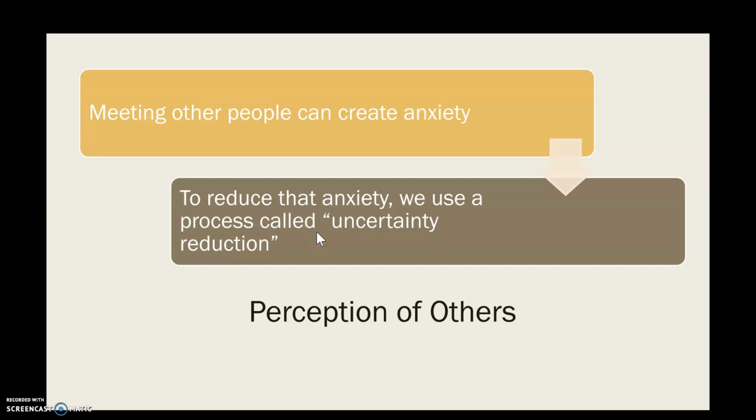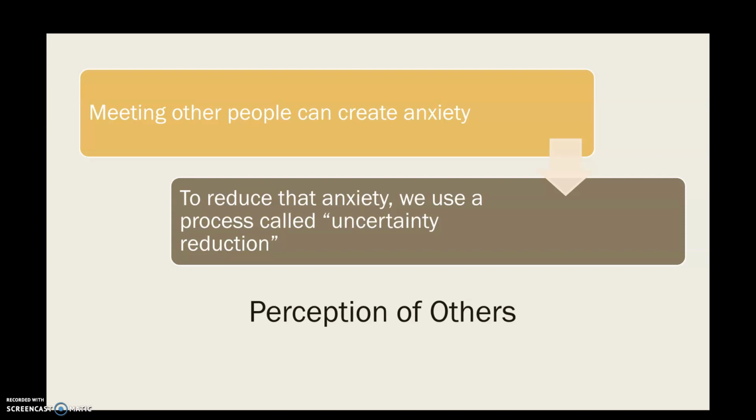Welcome back. This is part 3 of the chapter 2 video lecture on perception of ourselves and others. In the last two, we talked about the perception process, and then we talked about how we use perception to form identity or self-concept or self-esteem, things like that, and some of the things that influence that. Now we're going to talk about how the perception process applies to other people.